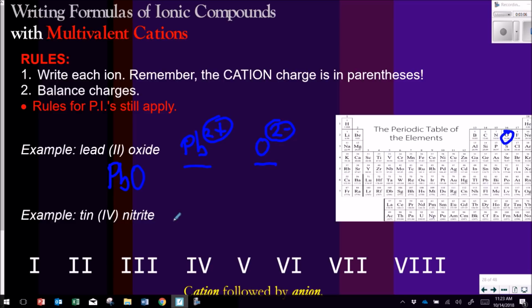For tin(IV) nitrite, tin is Sn with a charge of +4. Nitrite is NO2 with a charge of -1. Now to balance the charges, we have to multiply our -1 on the nitrite side by 4 to get a total of -4. Now our charges balance. For each one tin ion, I'm going to need 4 nitrite ions. So Sn(NO2)4, remember we put our polyatomic ion in parentheses, and then I have the 4.